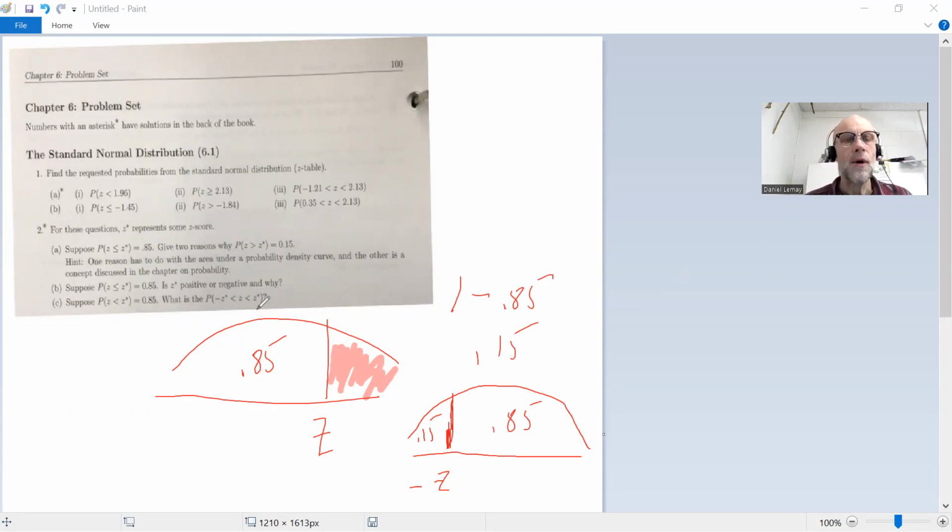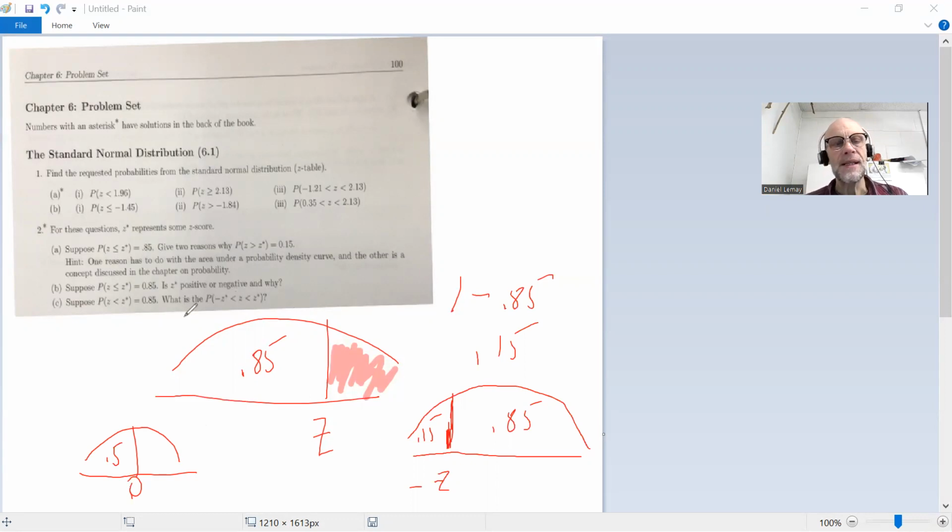Okay, so now B says, is the z-score positive or negative? Well, if it was negative, that probability would be less than 0.5, because remember, if the z-score is 0, half the distribution is below it and half the distribution is above it. So we know it has to be positive because 85% is below it.